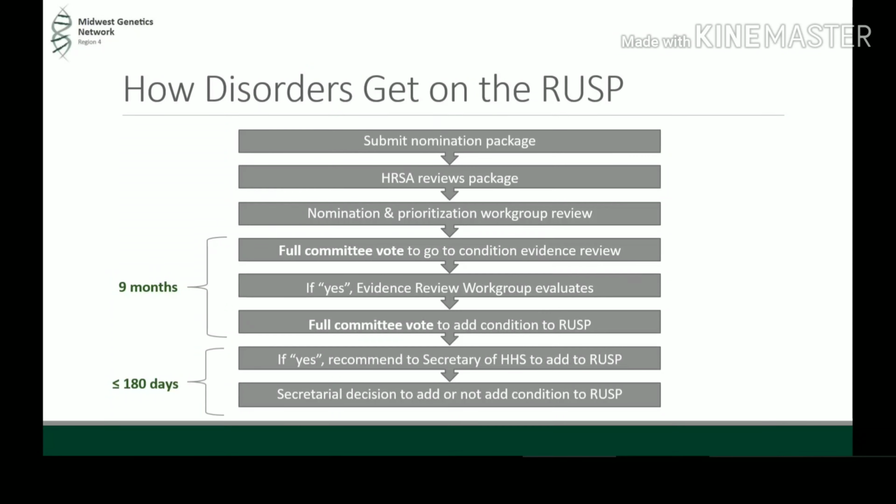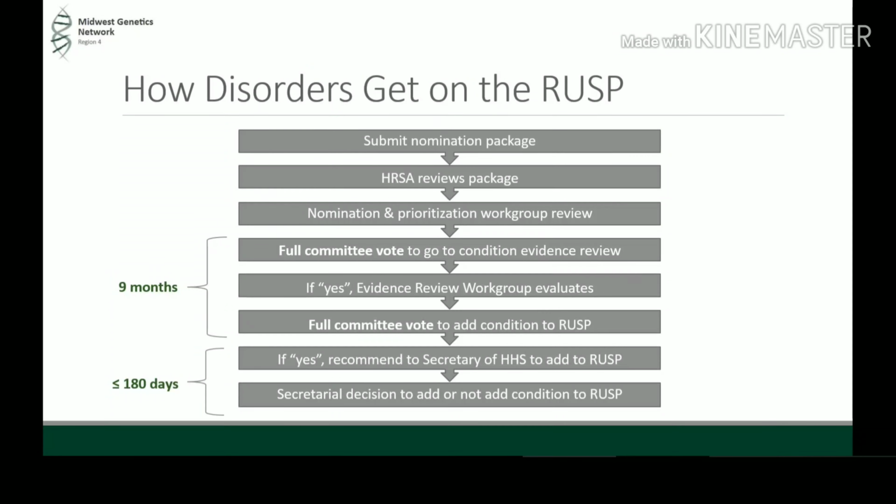They will then present that to the full committee, and the full committee will vote to continue the process based on the review of the Nomination and Prioritization Work Group. If they do vote to move it on, the disorder then moves to a larger scale evidence review work group. This evidence review work group does a thorough literature search of the disorder and conducts interviews with disorder-specific and public health experts. The evidence review work group is given 9 months to complete their analysis and present their findings back to the full committee.